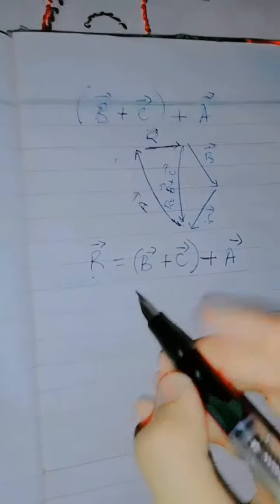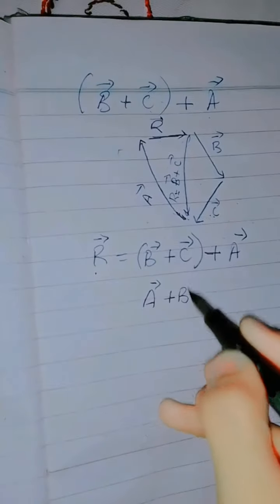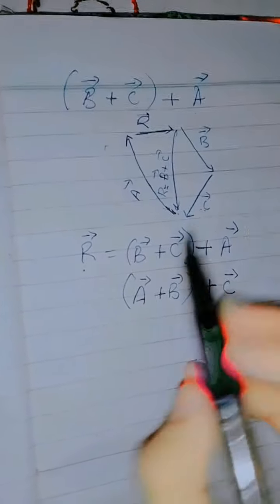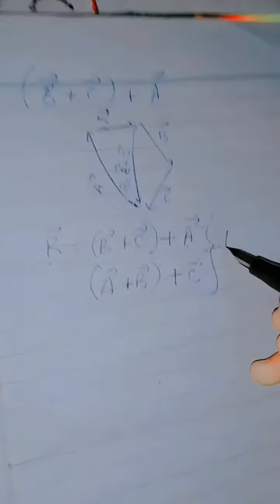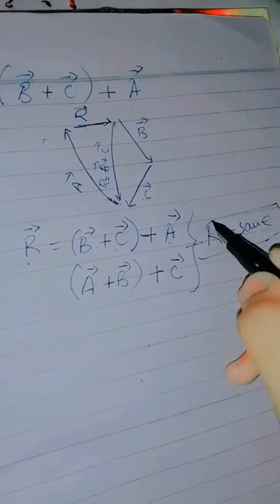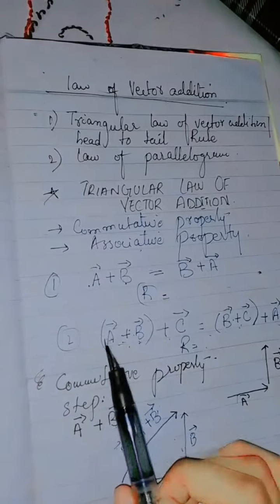So either we can add vector A and vector B first, then add vector C, or we can add vector B plus C, then vector A. Both results will be the same. The resultant vector will be the same. So that is what the associative property is: either the result of this or the result of this, that will be the same.